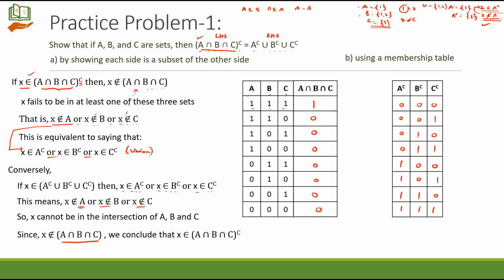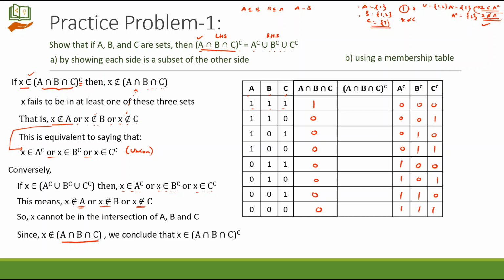Now we have to find the complement of this particular column. This is the LHS column. What is the complement? Just reverse it. How do we reverse it? When x belongs to this particular column, then x does not belong to the complement column. X belongs only to the first row, so only the first row is taken as 0. When x does not belong to the 7 rows, then definitely x belongs to the complement of these 7 rows.